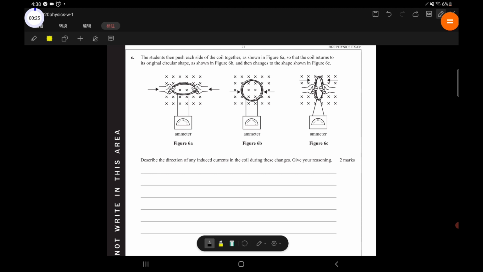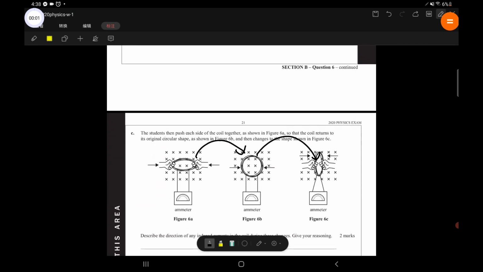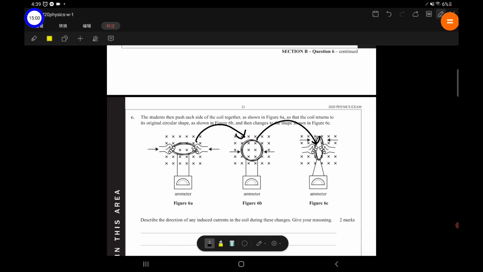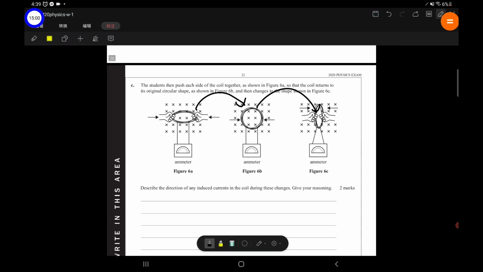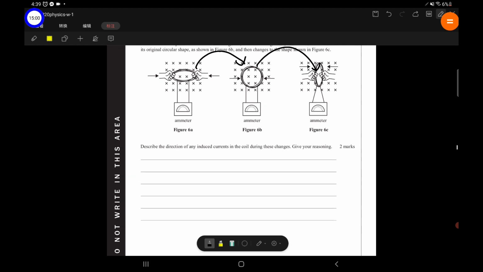So our students push each side of the coil together, and now we have varying changes in magnetic flux, as we can see from the diagram. So we initially have an increase in magnetic flux into the page, then we have a decrease in magnetic flux into the page as before. This is very similar to part B, so we can just flip around the directions of the current compared to part B. So if the current is clockwise before, it's going to be anti-clockwise now, and then it's going to go back to clockwise again as well. I'm obviously not expecting you guys to get this in this short period of time, but this is the mindset that you work through this.